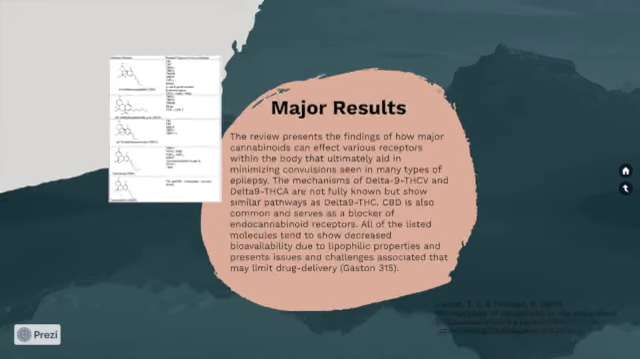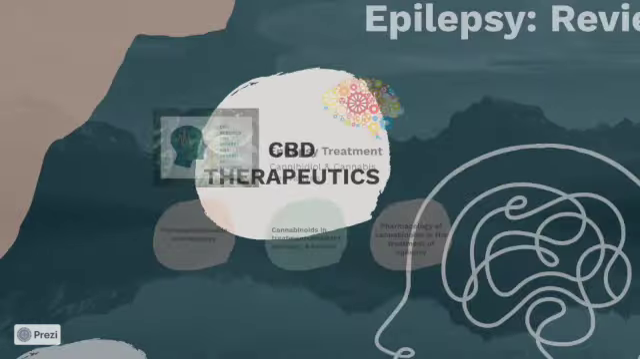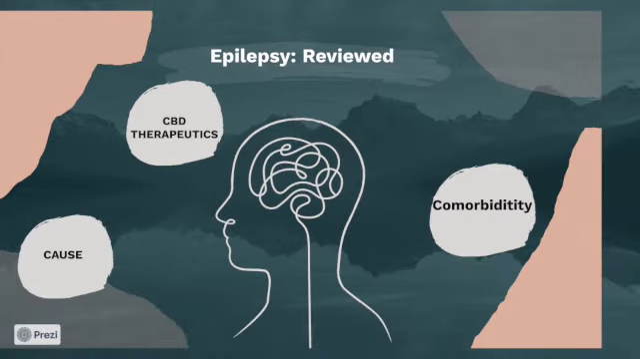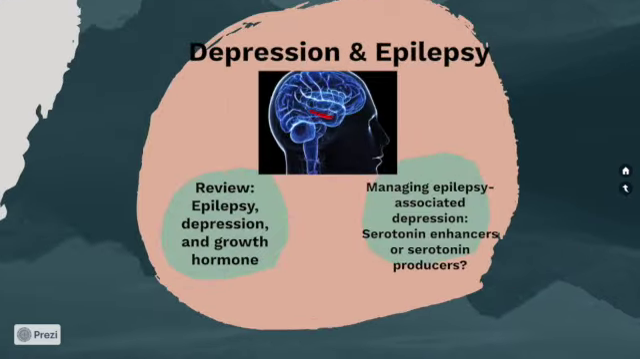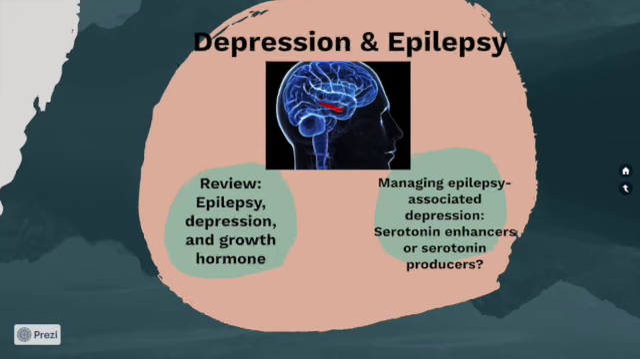Because epilepsy is such a complex neurological disorder, it often is seen with comorbidity diseases. The number one associated comorbidity with epilepsy is depression. Let's take a look at the review, epilepsy, depression, and growth rate hormones. Essentially, what this article presents is a review of depression and the comorbidity it has with epilepsy.